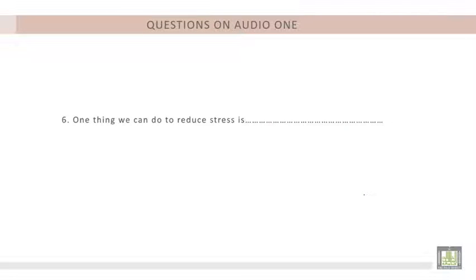And the last statement: one thing we can do to reduce stress is to avoid stressful situations.